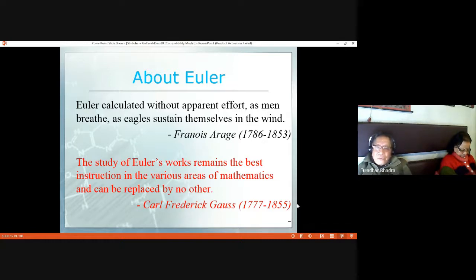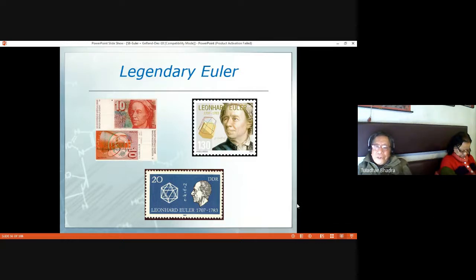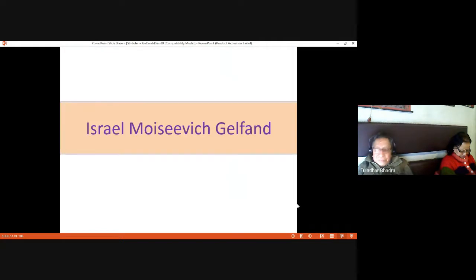The study of Euler's work remains the best instruction in the various areas of mathematics and cannot be replaced by any other, said Carl Friedrich Gauss. Gauss is another extraordinary mathematician. Since he's a legendary person, there are stamps from different countries, Germany and UK. Now, that is enough for Euler, an extraordinary mathematician.